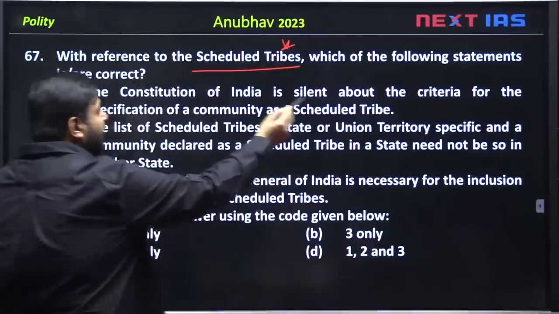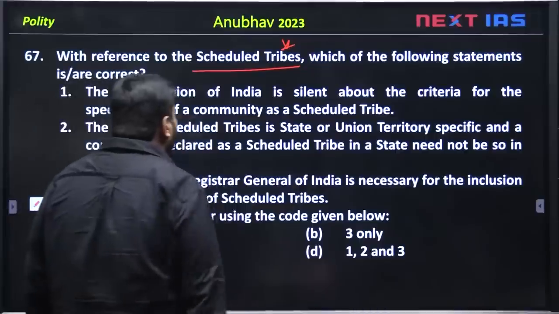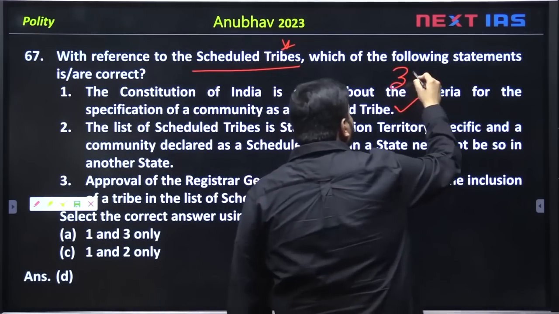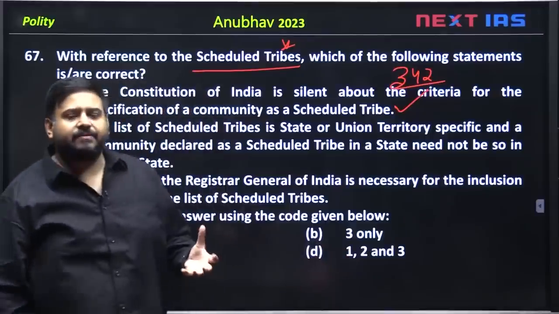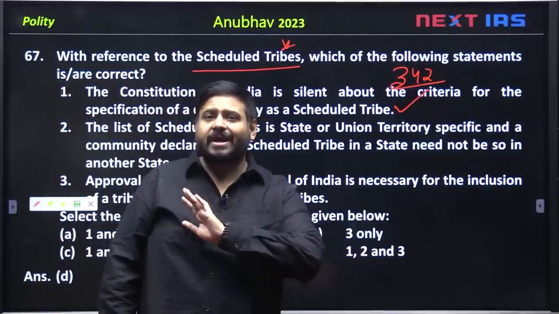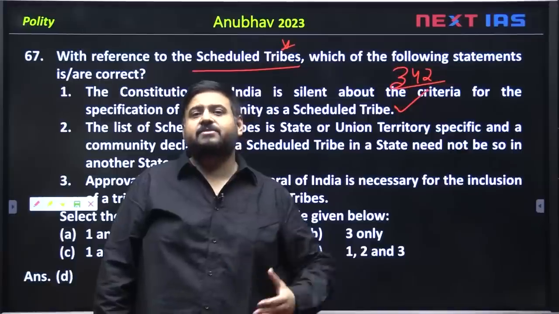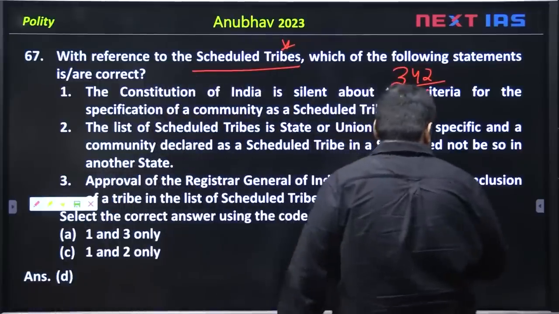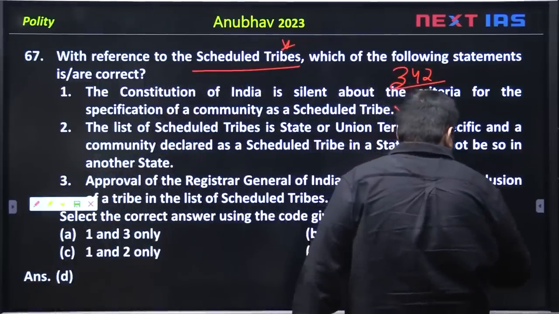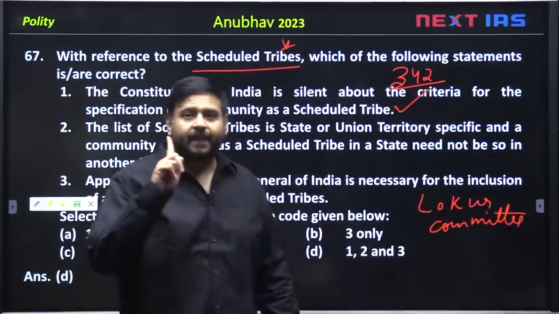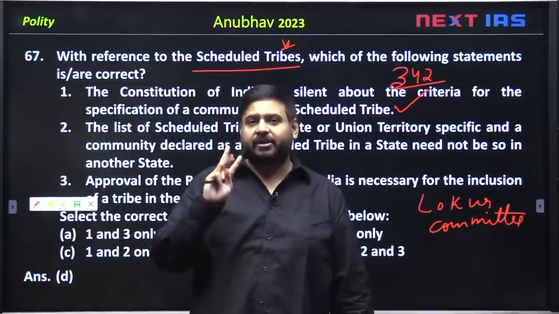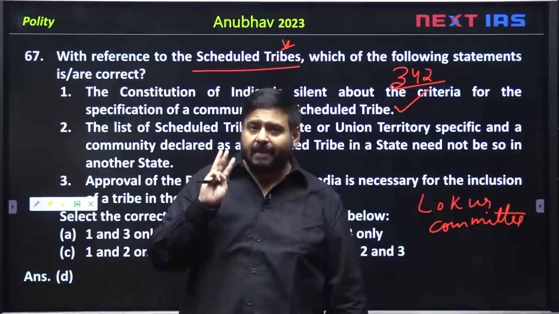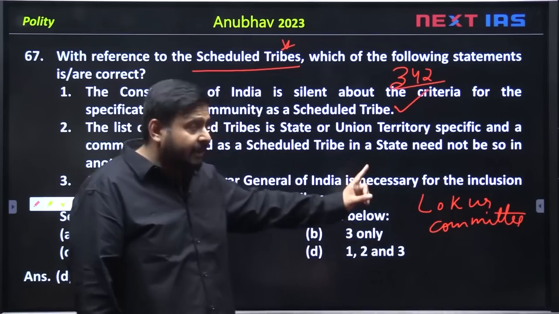The Constitution of India is silent about the criteria for specification of a community as a scheduled tribe. It is a correct statement. Though Article 342 mentions that there can be tribes that can be declared as scheduled tribes, it does not provide any such criteria. The criteria that is being taken for identification of the scheduled tribes is based on the recommendation of the Lokur Committee, where they take the criteria of first primitiveness, second geographical isolation, third shyness, and socio and educational backwardness. These are the criteria, but not by the constitution.